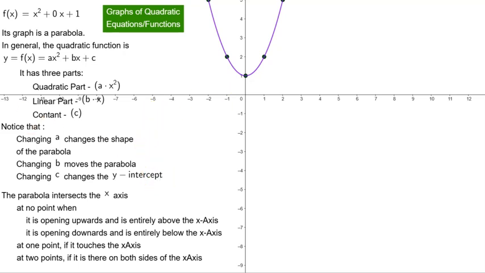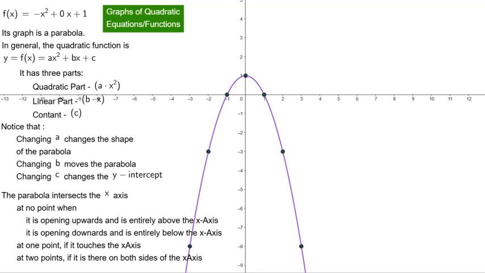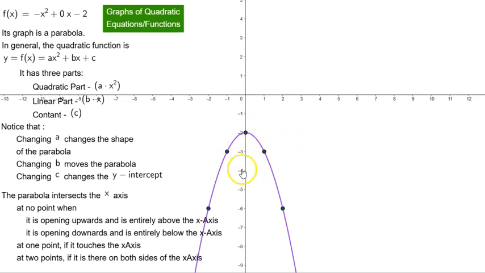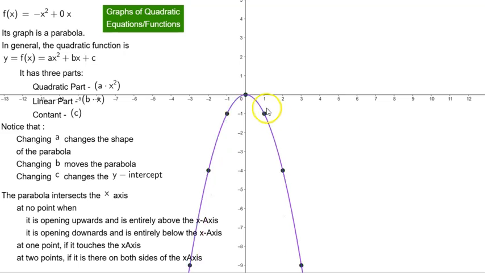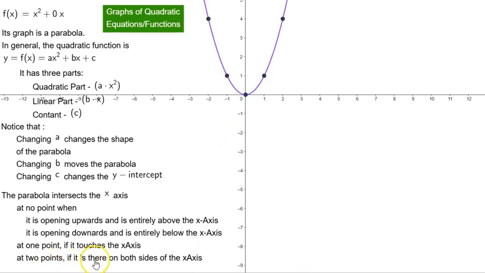Now let's make the coefficient of x square negative so that it opens downwards. And let's change c to -2, let's say. So again, in this case also, it is not intersecting the x-axis. It will intersect it at one point if it touches the x-axis. So when will it touch the x-axis? When c is equal to 0, whether it is opening upwards or downwards. And at 2 points, if it is there on both sides of the axis.